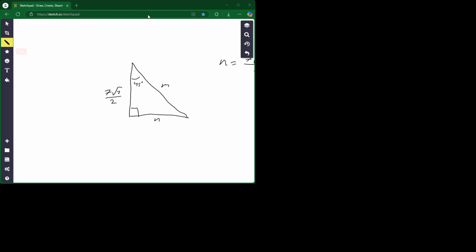Gotta check Mr. Froberg's notes on this. I understood it, but then I didn't. And that's not good because this test is on Friday and I'm probably not gonna fail it. But geez.